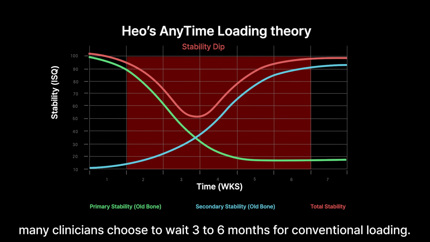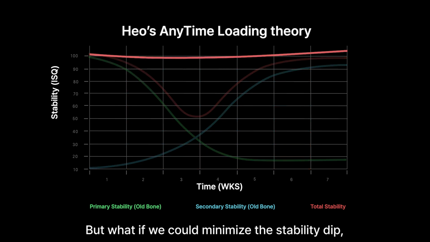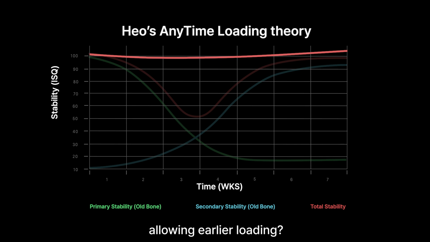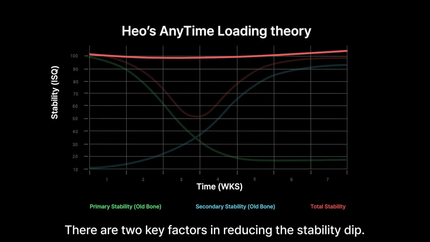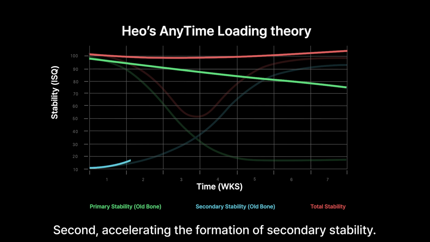Instead, many clinicians choose to wait 3 to 6 months for conventional loading. But what if we could minimize stability dip, allowing earlier loading? There are 2 key factors in reducing stability dip. First, maintaining primary stability. Second, accelerating the formation of secondary stability.